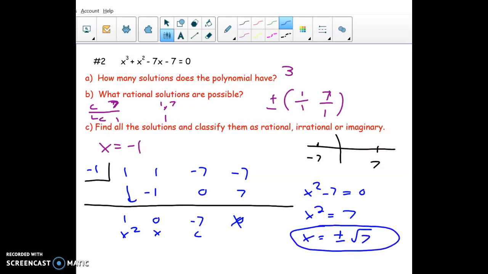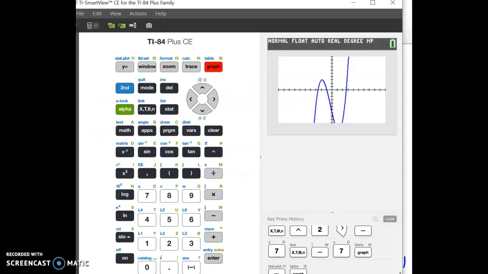Okay, so if we label these, we got 1 real, and then we got a pair of irrational, right? Because again, those always come in pairs, and so it's not surprising that we got a plus minus pair of irrational solutions here. Right, and that must be what these two numbers are right here. Those must be plus or minus square root 7.